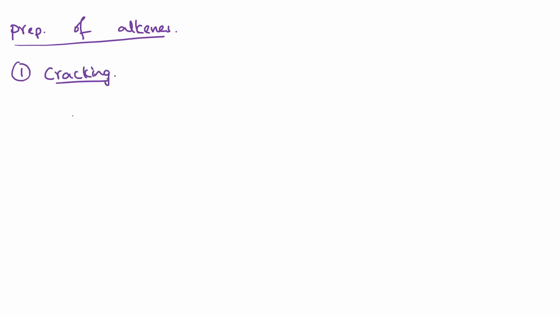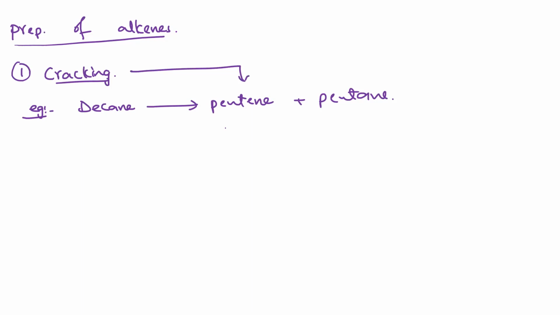Like alkanes, we can prepare alkenes through cracking. For example, if we have decane, it can be converted into pentene and pentane. I'm writing this equation to help you understand that cracking can help us prepare an alkene. It can also help us prepare an alkane as well. Do you get it?